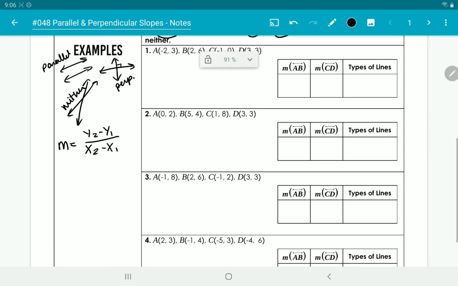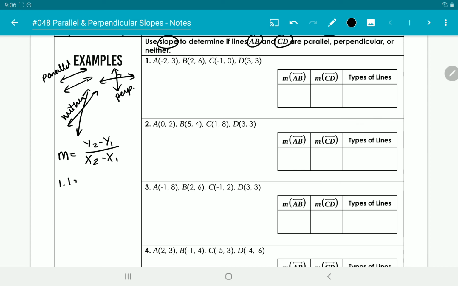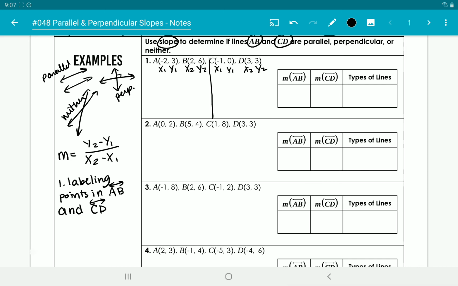So in order to actually do these problems, we're going to start by labeling the points. Okay? In these two lines, we have AB and CD. Okay, so I'm going to show you how to do that first. So AB, this line is going to have these 2 points. We're going to have x1, y1, and then x2, y2. Okay, so we're going to start with that one. And then we're going to go ahead and do the same thing with CD, this other line. So x1, y1, x2, y2.